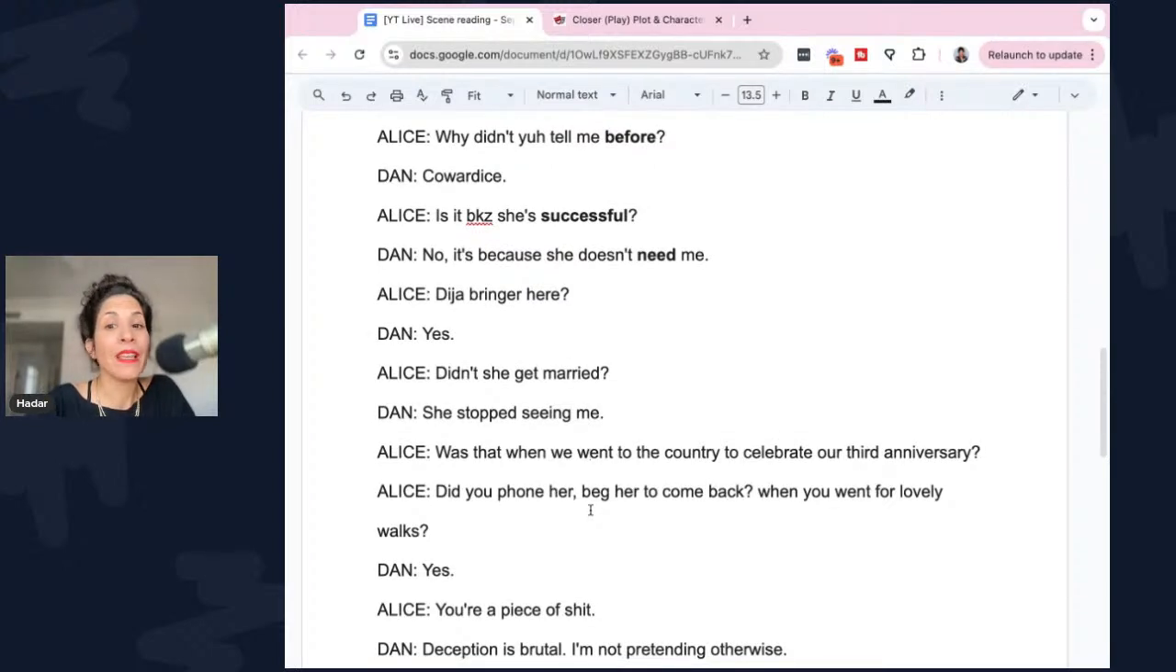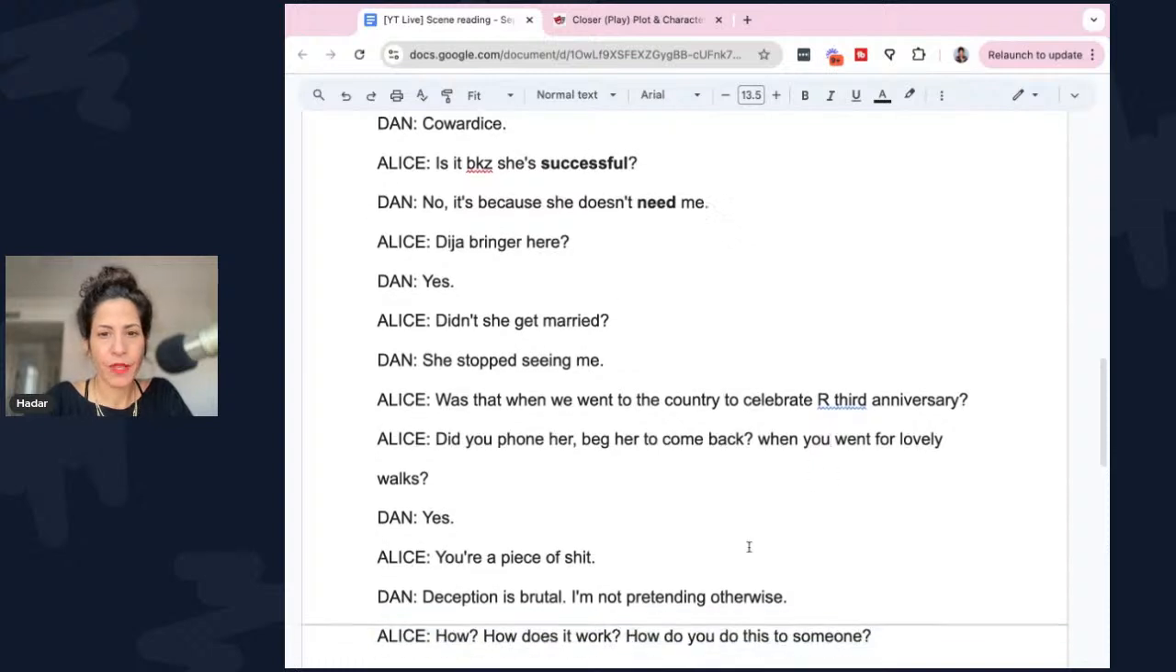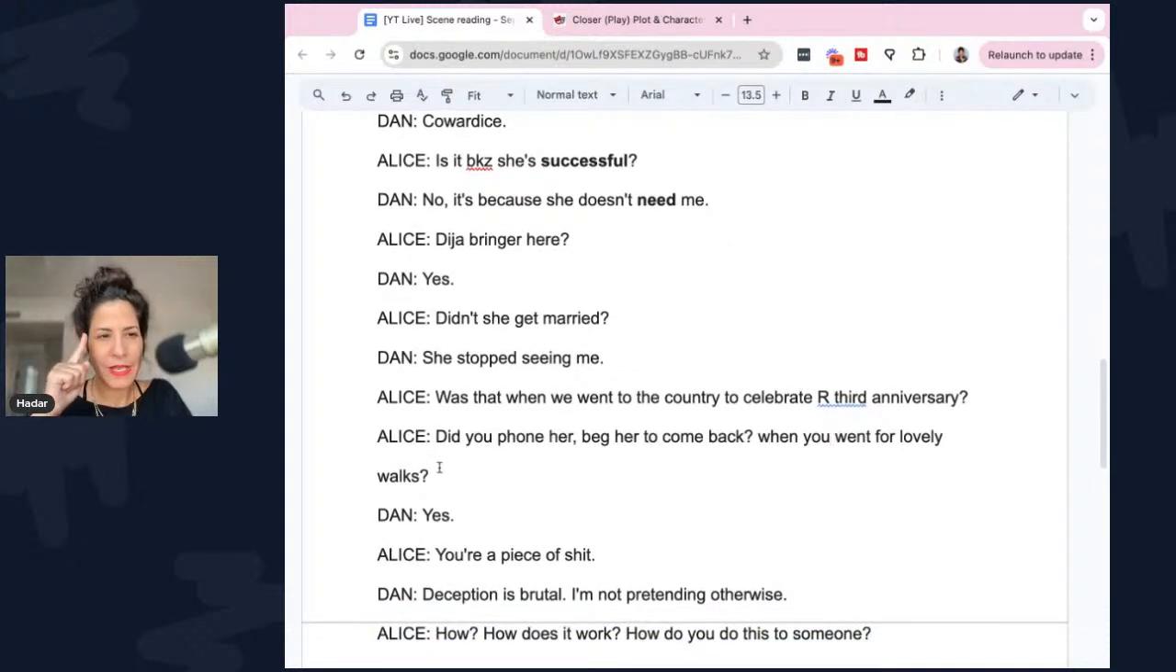Was that when we went to the country to celebrate our 3rd anniversary? Our is reduced to our. And again, think of what that means when she recalls that. Think of what happens to her emotionally when she realizes what he did on their 3rd anniversary. Now everything makes sense, right? She doesn't need him to tell her, yes, no, what happened.